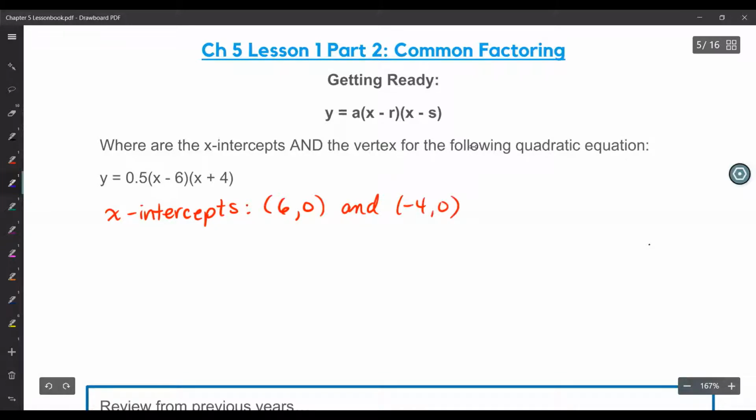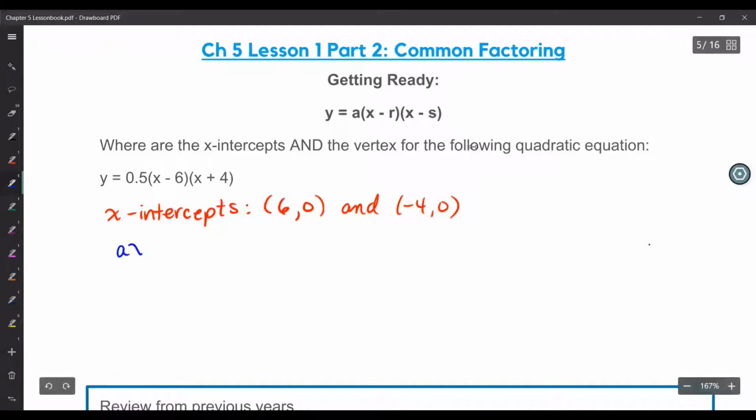How do we go about finding the vertex from here? We learned how we can actually use x-intercepts to find some information about the vertex. How do we do this? I know that the vertex needs to be halfway in between both of the x-intercepts. So how do I find the center of the x-intercepts? What did we talk about? Add them and divide it by 2.